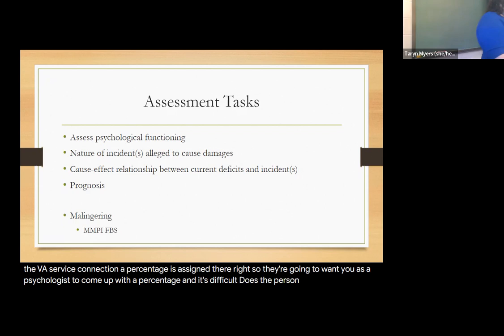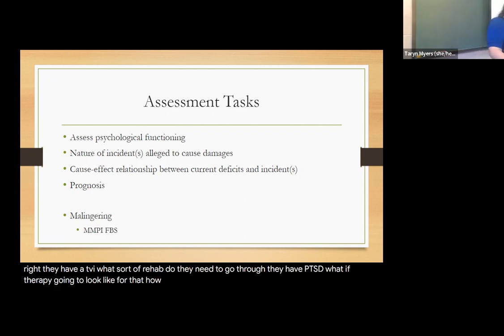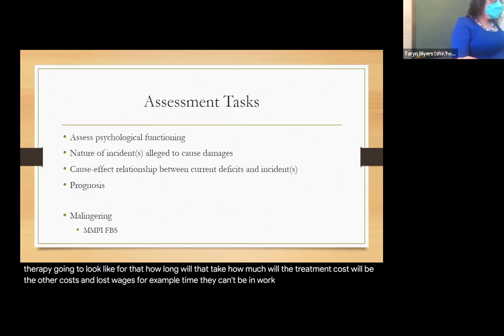Then there's prognosis. Does the person need treatment, right? They have a TBI, what sort of rehab do they need to go through? They have PTSD, what is therapy going to look like for that? How long will that take? How much will the treatment cost? What will be the other costs in lost wages, for example, time they can't be in work?